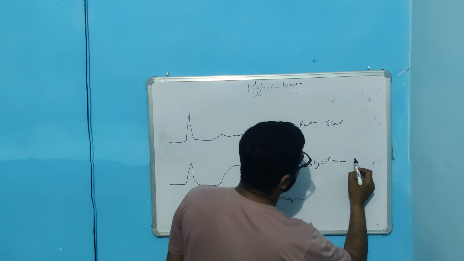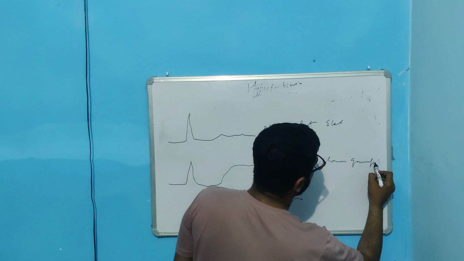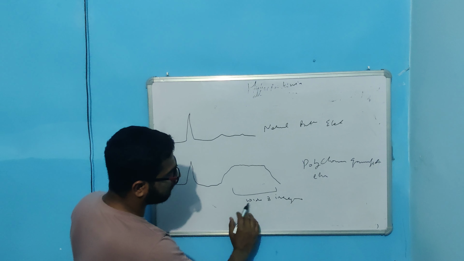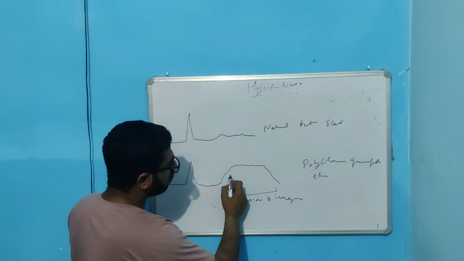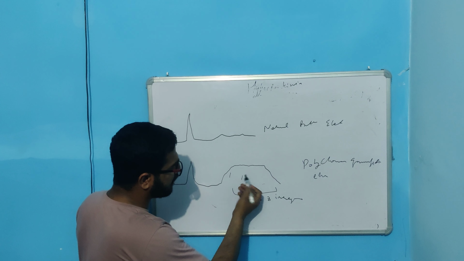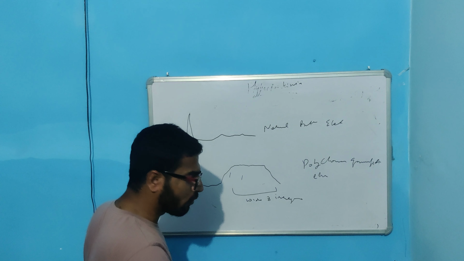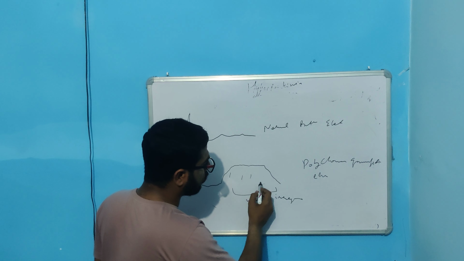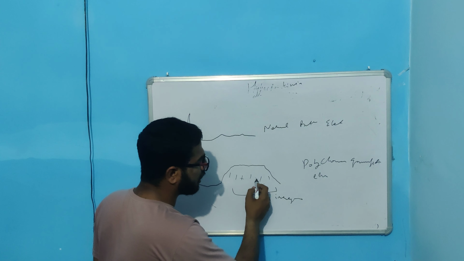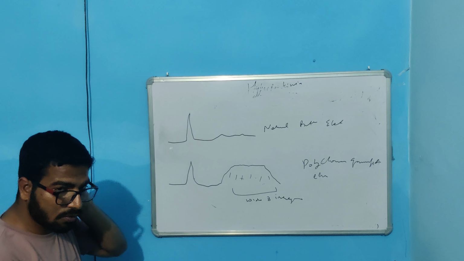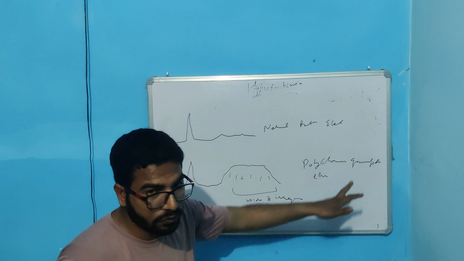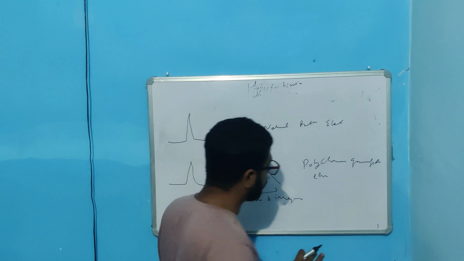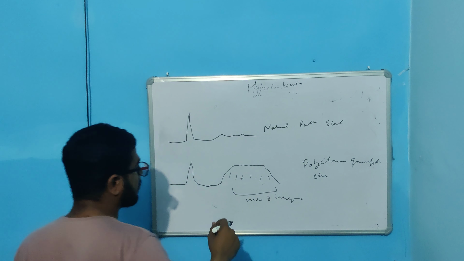In the polyclonal gammopathy electrophoretogram, you would see this region wide and irregular, because various types of proteins are there, of different sizes. They will settle down depending on their size and charge, right? In polyclonal, you observe cloning of many different cells.